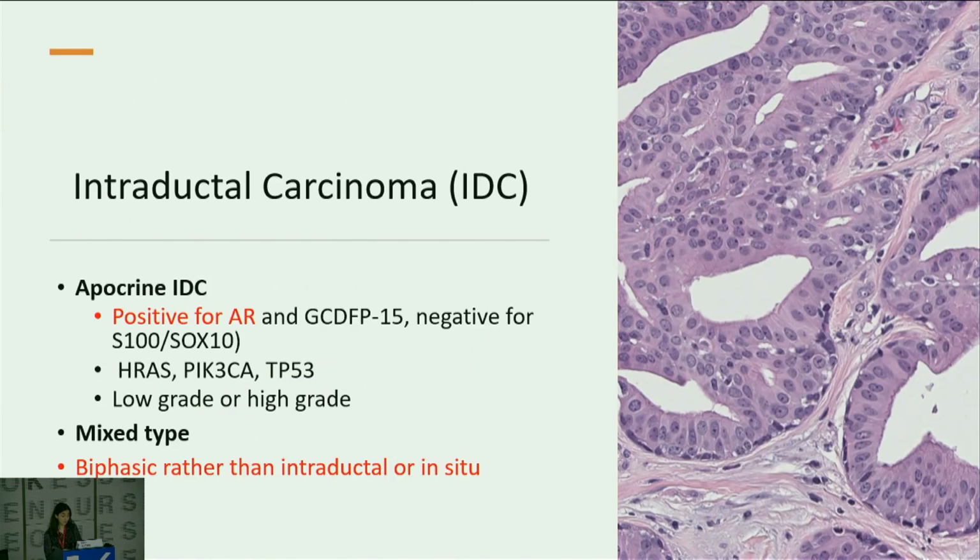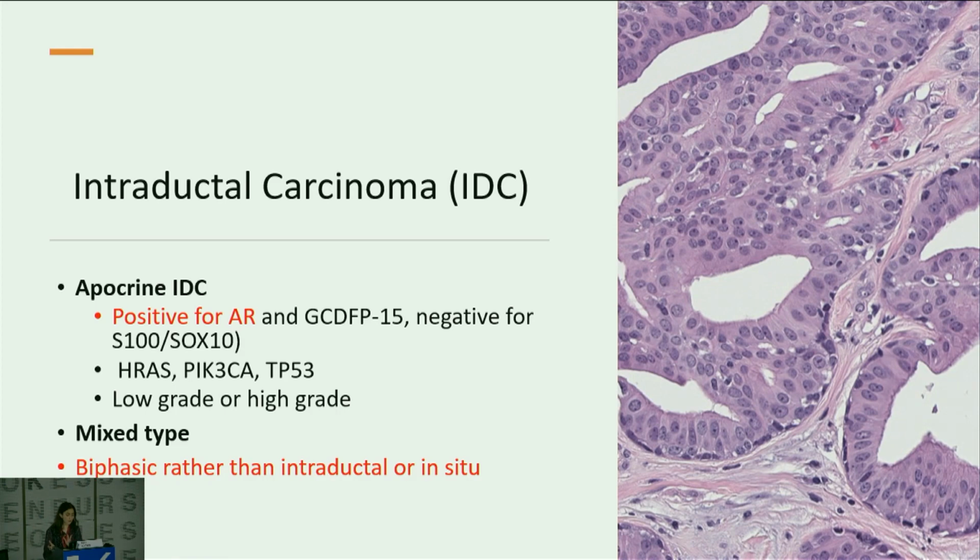Apocrine intraductal carcinoma shows more apocrine cytology, and this tumor shows positivity for androgen and negative staining for S100 and SOX10, and it's different at the molecular level than intercalated duct. It has more RAS, PIK3CA, and P53 mutations, and can show a range of cytologic atypia, from low grade to high grade. So this seems to have more relation to salivary duct carcinoma or to breast carcinoma.